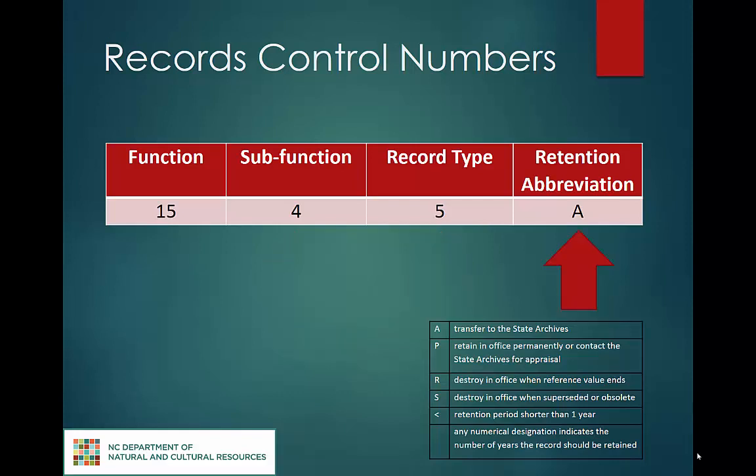And retention abbreviations provide a quick method of identifying the retention requirement for a particular record. A means archival record that transfers to the state archives. P means retain in office permanently or contact the state archives for appraisal. R means destroy in office when reference value ends. S means destroy in office when superseded or obsolete. And the less than sign means the retention period is shorter than 1 year. Any numerical designation indicates the number of years the record should be retained.